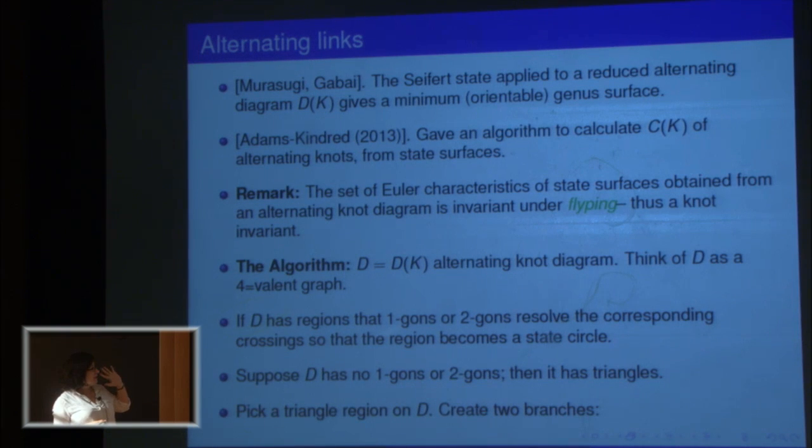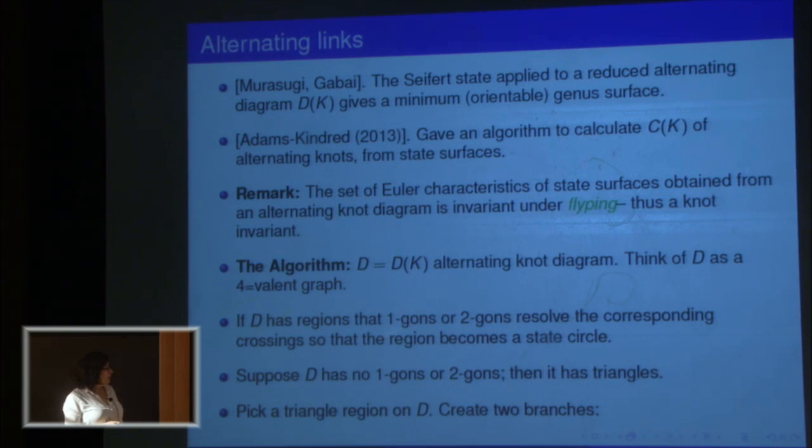And it goes like this. So you start with an alternating knot diagram or link diagram. And what you do is you think of it as a 4-valent graph. And when you do that, the complement of the graph has regions, right? Which you can think of as polygons with vertices, the vertices of the graph.